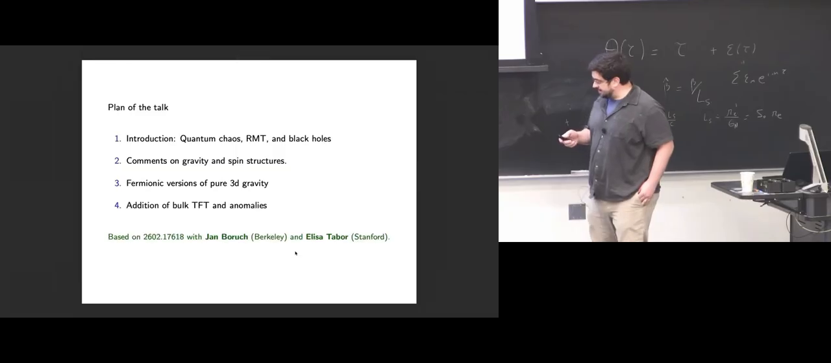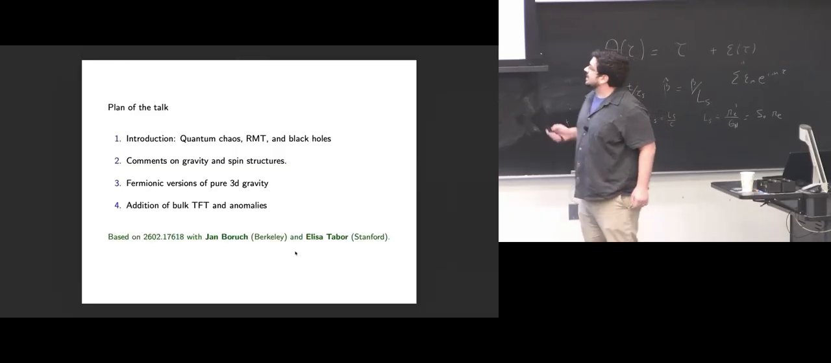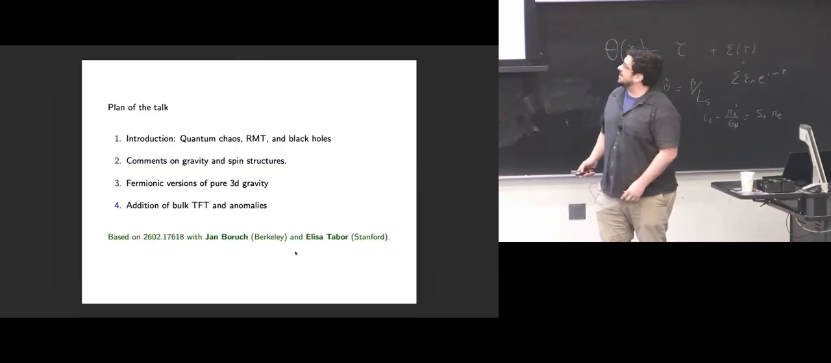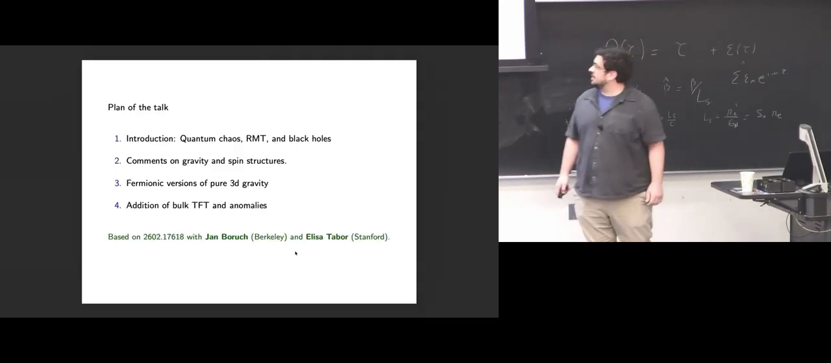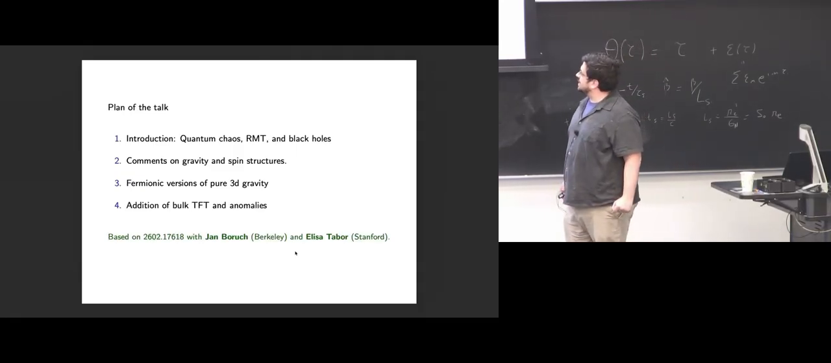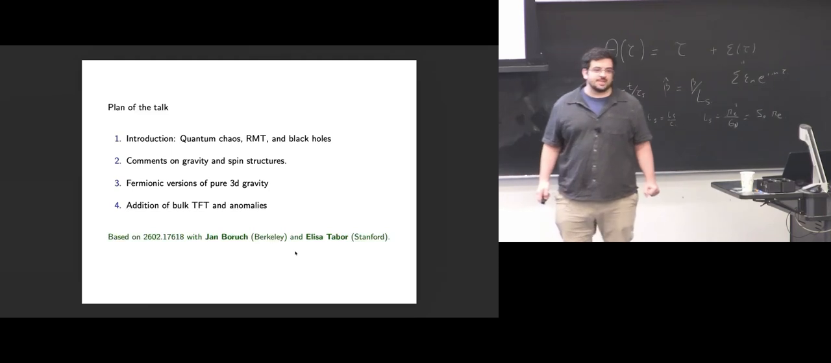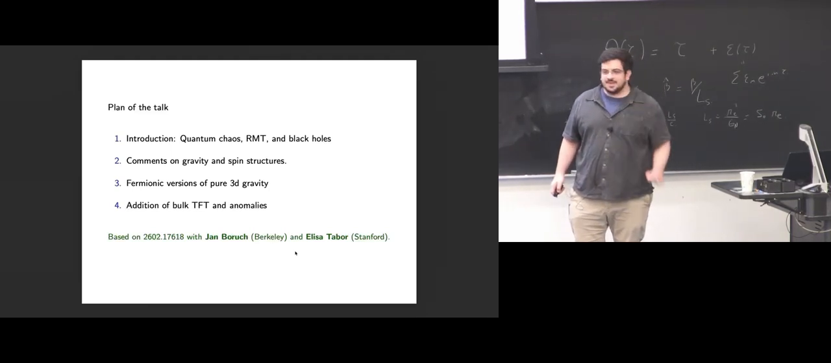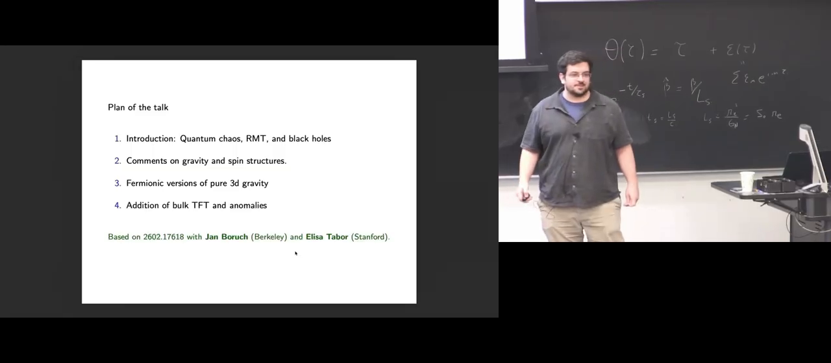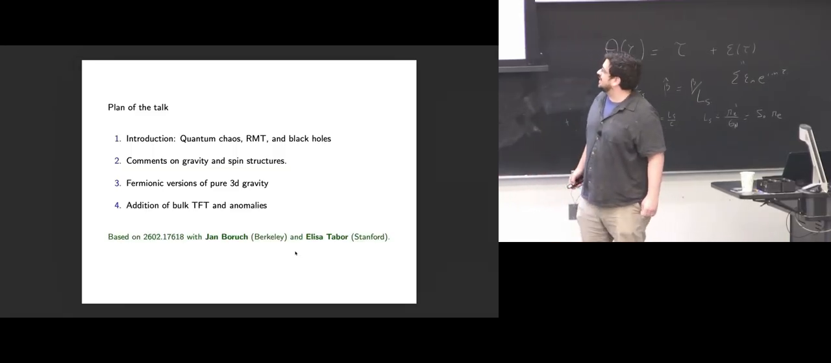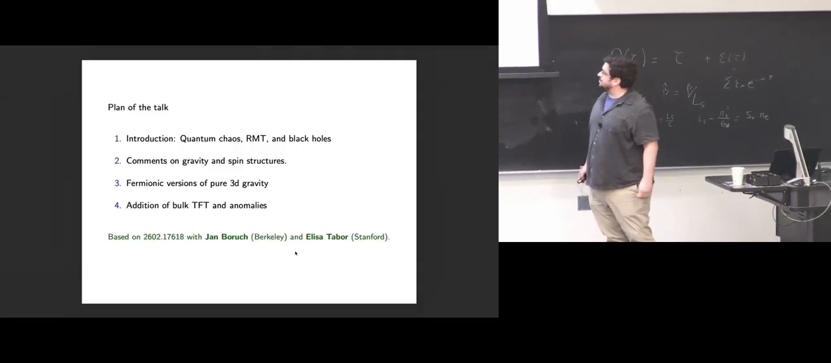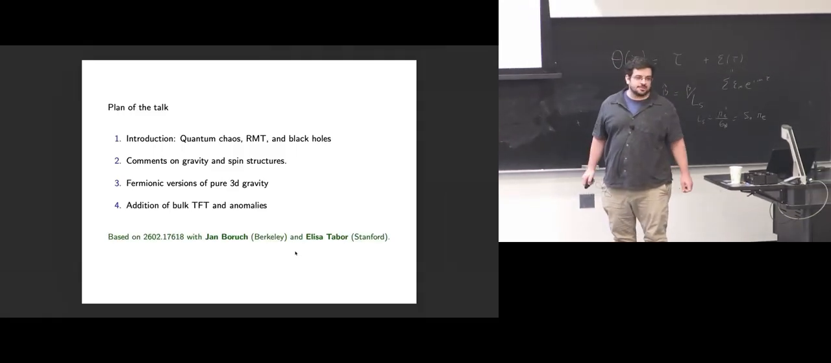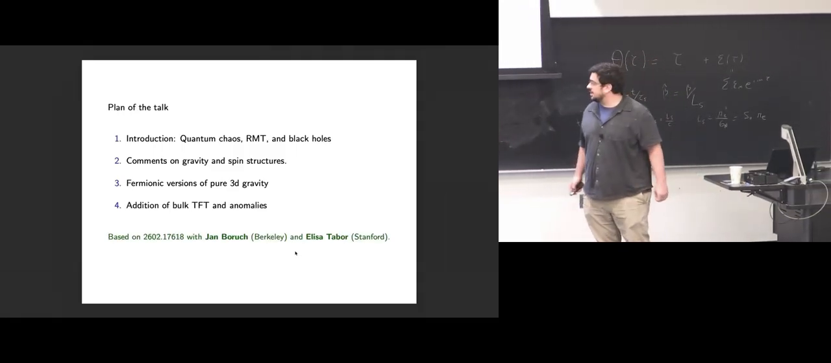The plan of the talk is roughly the following. In this audience, I'll give a very brief introduction of the relation between chaos and black holes. Then I will make some general comments about the connection between gravity and spin structure that maybe everyone knows, but maybe you didn't think about in too much detail, so it will be helpful for the rest of the talk. And the main part of the talk will be a discussion of fermionic versions of pure 3D gravity dual to ensembles of 2D CFTs with fermions.